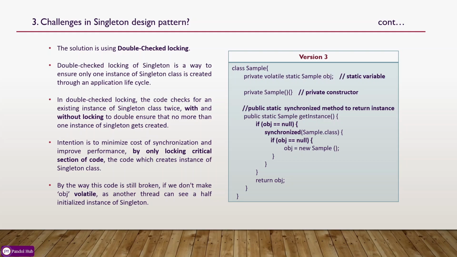So to avoid that, we want this variable, the static variable, the object instance we have created, to be volatile. What volatile does is, when you mention a variable to be volatile, every time the thread reads the value of that object or variable, it reads it from the main memory. It doesn't take its own copy.